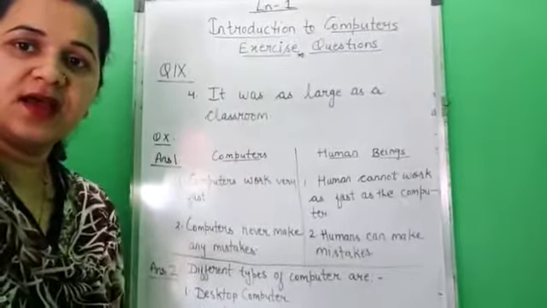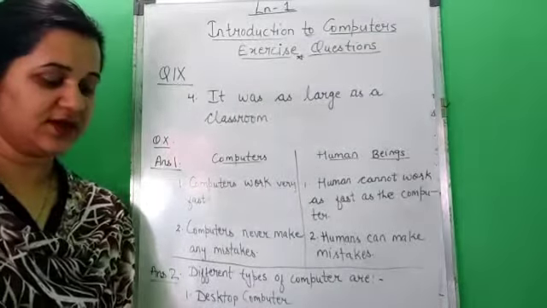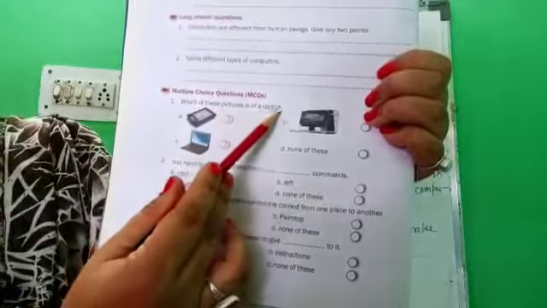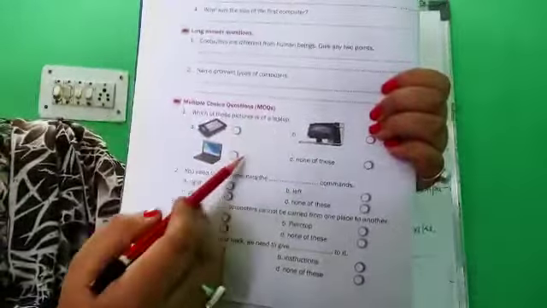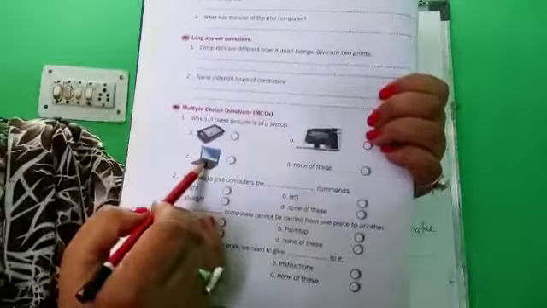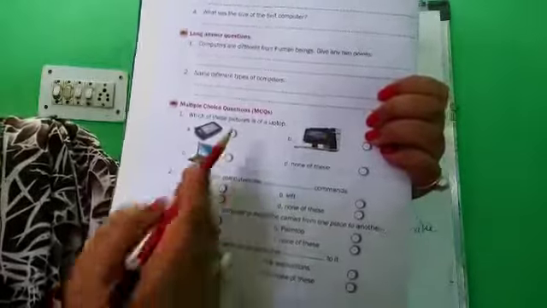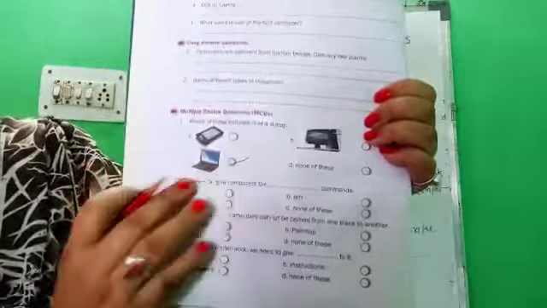Okay children. Now come to the next question. Question number 11. Multiple choice questions. Which of these pictures is of a laptop? See, 3 different types of computers pictures is given here. You have to find out which one of them is a laptop. This is a palm top. This is a desktop. This is laptop. So put a tick mark. This is a laptop. Put a tick mark over here.